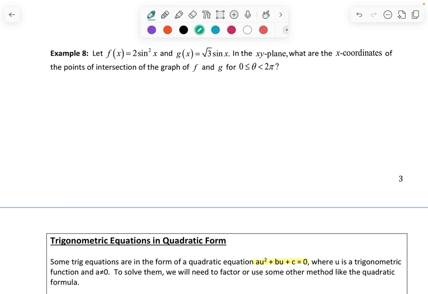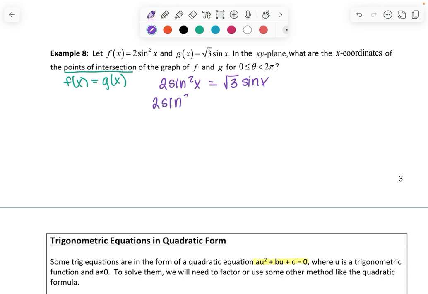So number 8 is very similar. We are being asked to find the x-coordinates of the points of intersection for f and g. And so remember, anytime we're talking about points of intersection, we're looking for where f of x is equal to g of x. So that's going to be the equation that we set up. So 2 sine squared of x equals the square root of 3 times the sine of x. Alrighty. So this is just like the other one. So I'm going to encourage you to pause your video here and try to solve this one on your own. And I'll be back in 2 seconds to work and finish this problem.